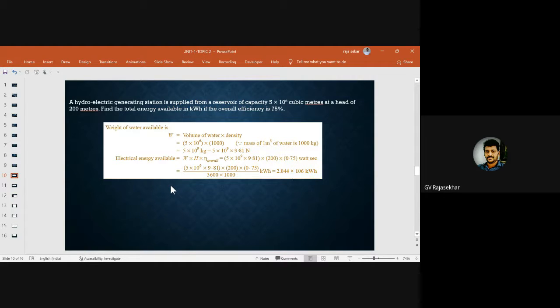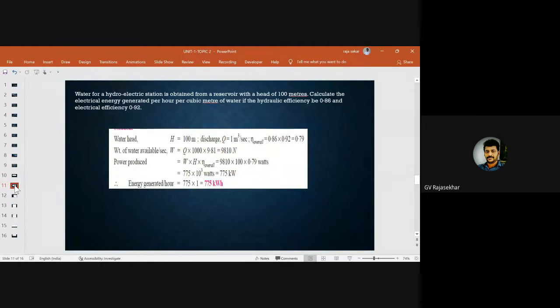We'll go for the next problem. Only a simple formula. What is the formula you are going to use? W is equal to volume of the water into density into 9.81. Weight of water available is equal to volume of water into density into 9.81. This is the formula you have to remember. Next.